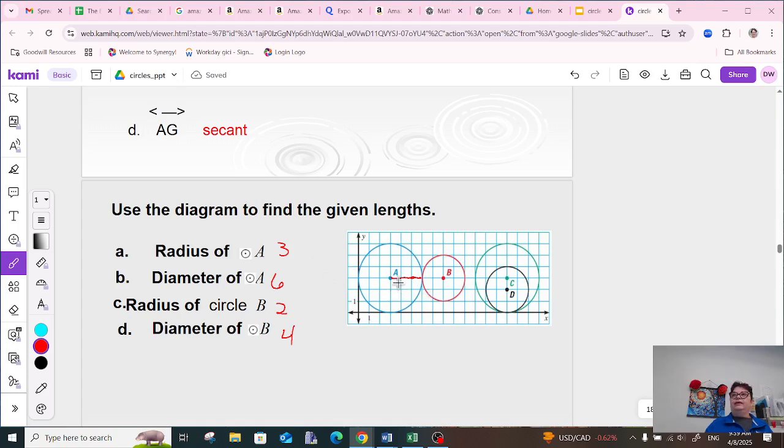Okay, the radius, 1, 2, 3, from the center to the edge. And if a radius is 3, you double it to get the diameter. What's 3 plus 3? 6. Radius of B, 1, 2. So then what's the diameter? 4, because 2 plus 2 is 4. Got it now? Okay.